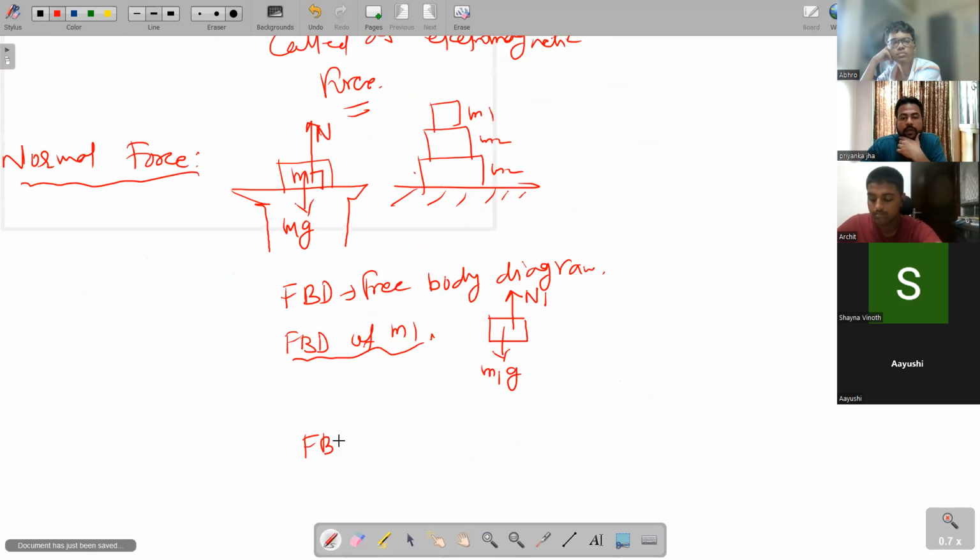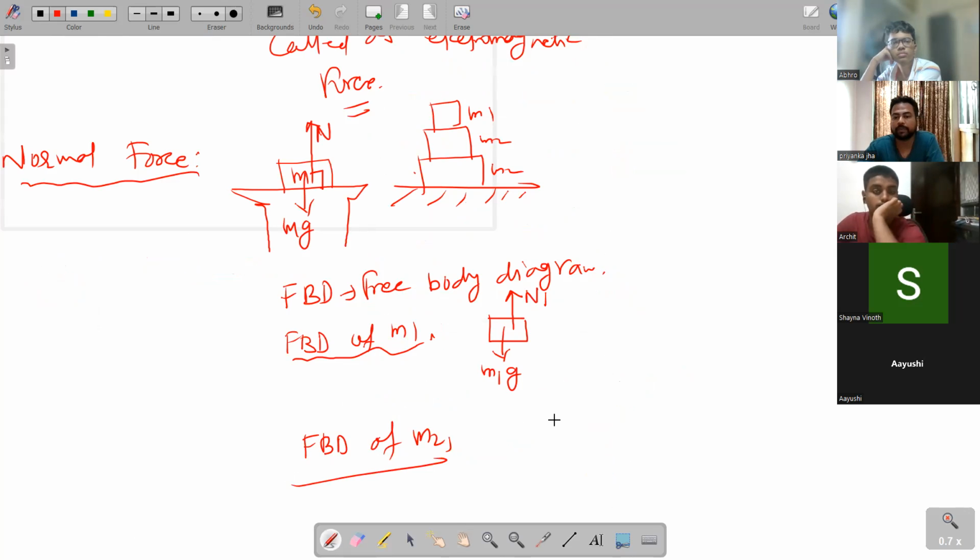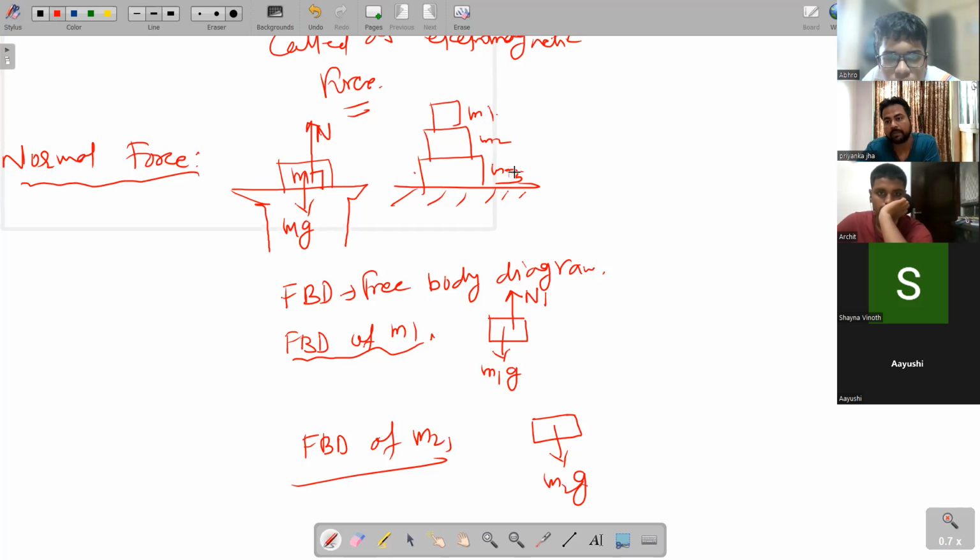Now if I draw the FBD of m2. The mass of this block is m2, so gravity will act on this, that is m2g. Now this block m2 is in touch with m1 as well as m3. So m1 and m3 both will apply normal forces to m2.